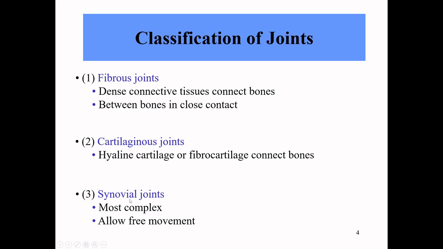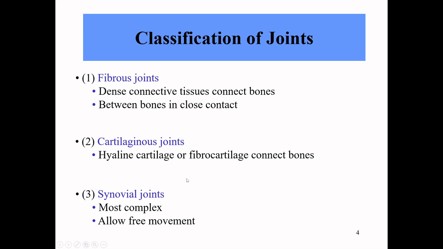The second way we can classify joints is by what they're made of. One, we've got our fibrous joints. With this, we have dense connective tissue connecting the bones that make up that joint. So dense connective tissue, we're talking fibrous joints. We find this between bones that are in close contact, or bones that are really close to each other.